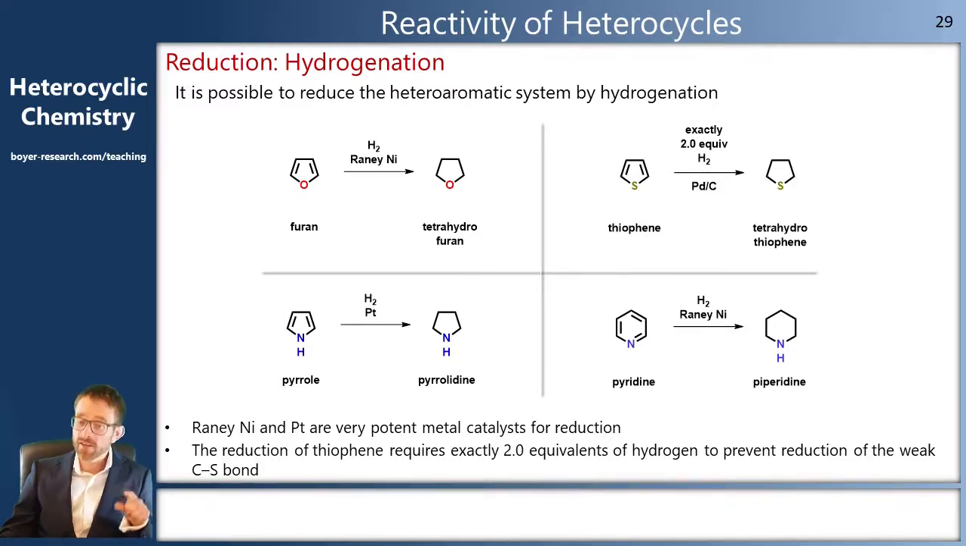Now, thiophene is a little bit different. Because sulfur is the next row down in the periodic table, the aromatic system is not as stable. So in this case, we've got to be very careful, and we only want to add 2 equivalents of hydrogen, because if you add more than 2 equivalents of hydrogen, you end up reducing the carbon-sulfur bonds as well. Finally, this works on 6-membered rings as well, and by using Raney nickel, we can reduce pyridine to piperidine.